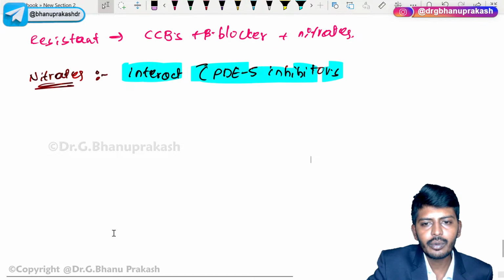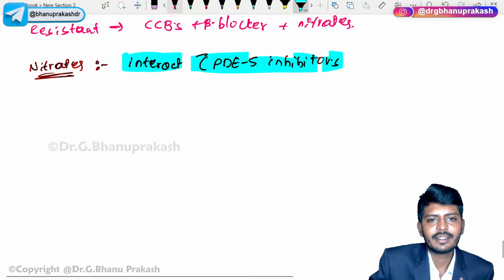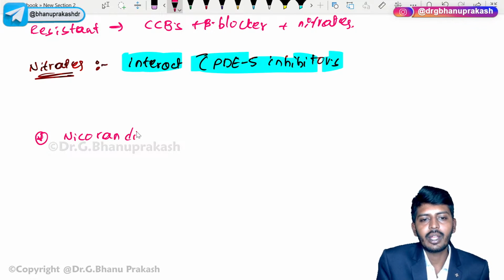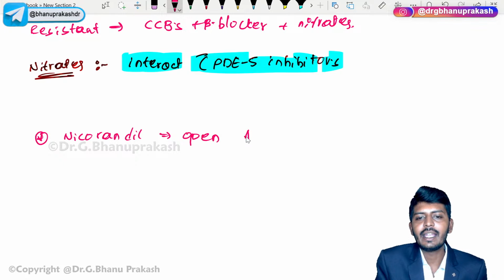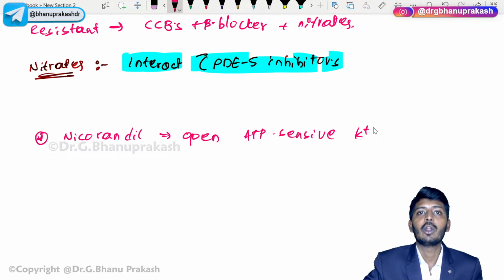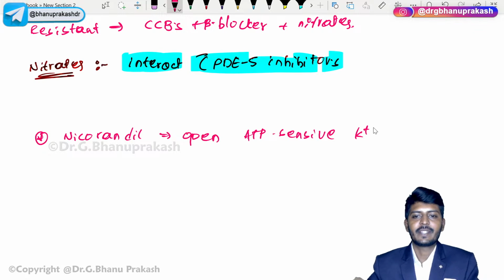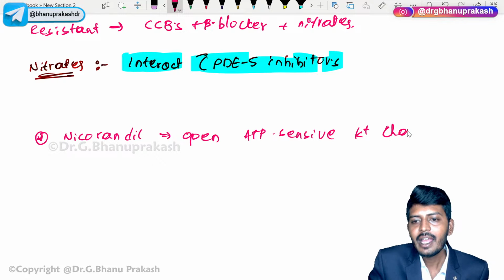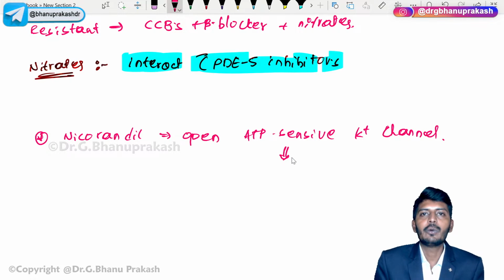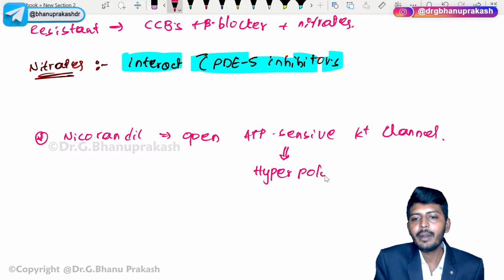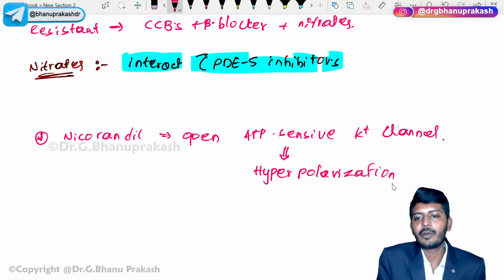Okay. So now once we understood about PDE5 inhibitors, we have other drugs. Let's start with nicorandil. What will nicorandil do? Nicorandil will open the ATP sensitive potassium channel, specifically on the heart. If they open the ATP sensitive potassium channels, that will lead to opening of the potassium channel, which will cause hyperpolarization of the cell.